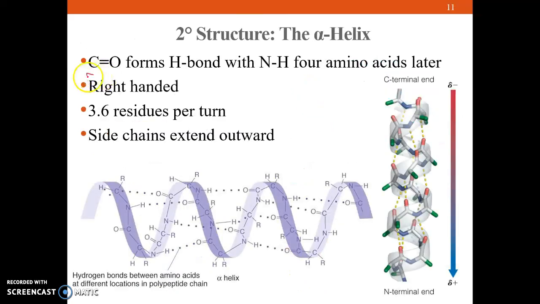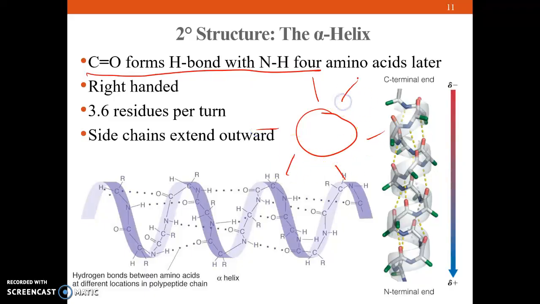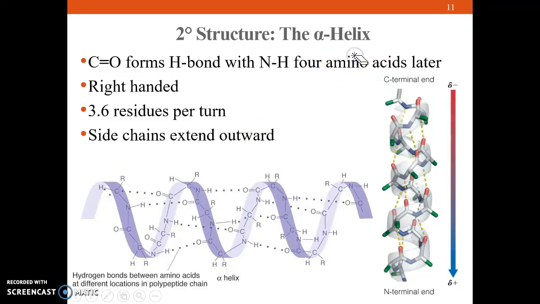Okay, so the carbonyl carbon forms a hydrogen bond with the amine hydrogen. Okay, and that's going to be 4 amino acids later. The helix is right-handed, and there are approximately 3.6 residues per turn. And the side chains actually extend outward. So if you were looking top-down, if it looked like a circle, side chains would be pointing out like a child would draw the sun. Okay, so if you look at this more purple image, here's an example of a hydrogen bond between a carbonyl oxygen and an amine hydrogen on the backbone, 3.6 residues later.